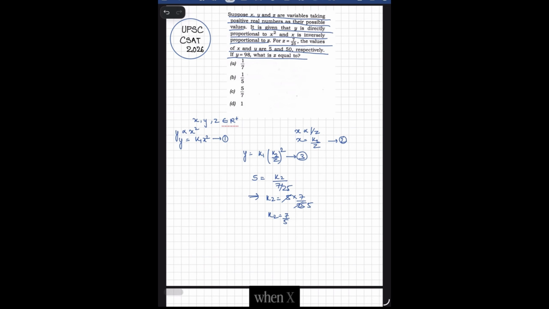It is also given that when x is 5, y is 50. So let's put those values in equation 1. 50 is equal to k1 into 5 square. This gives us k1 is equal to 50 by 25. So k1 is equal to 2.